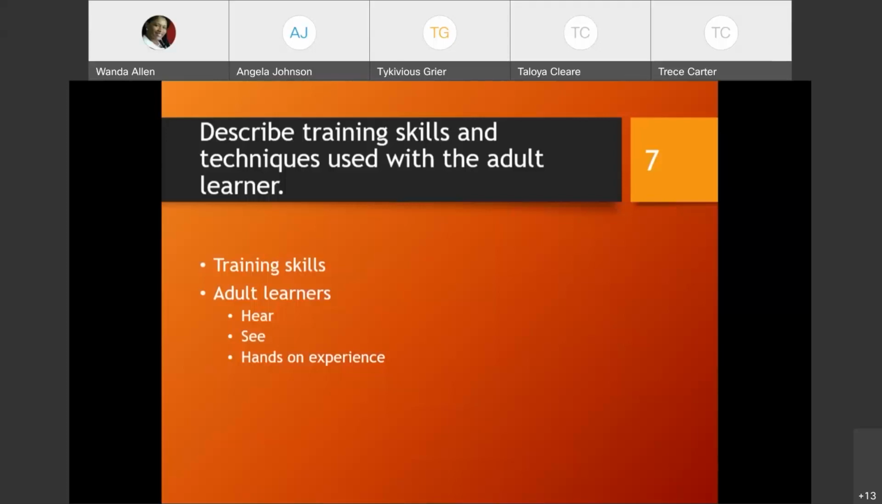But when it comes to adult learners, you want to make sure you try and incorporate all the hands-on learning experiences or activities you have within the course, because this is the best way that adult learners learn, by actually doing. They do learn by hearing and seeing, but they actually learn by doing, by actually having that hands-on experience.